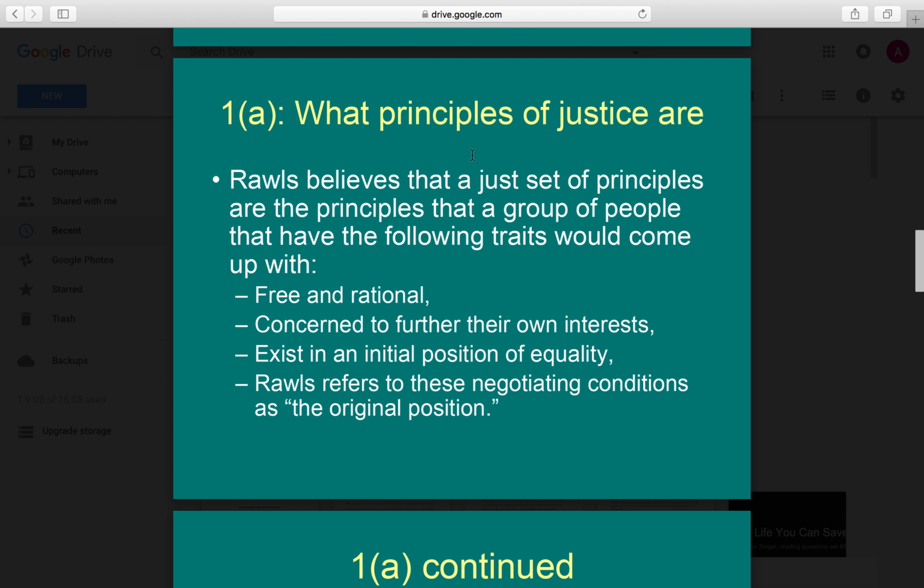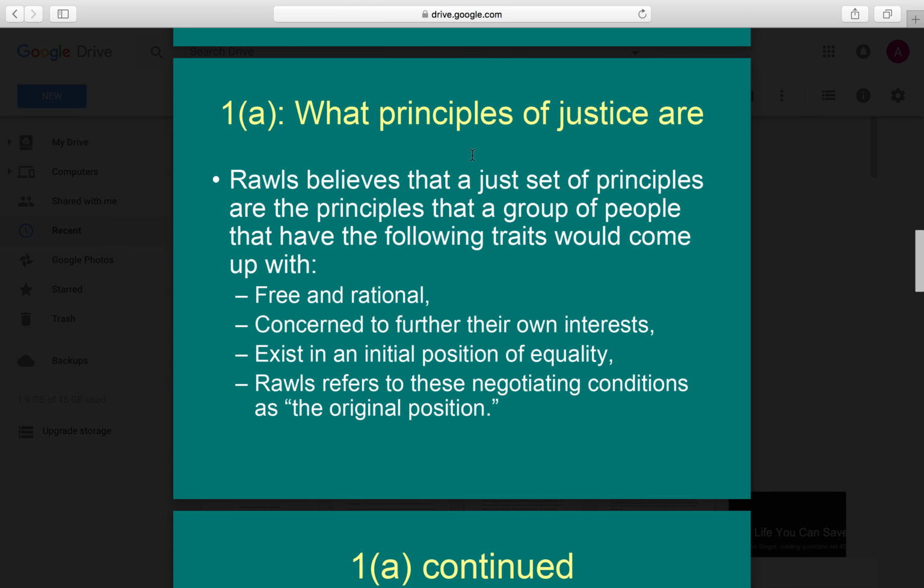Okay, now that we have looked at an important forerunner of Rawls' theory, Thomas Hobbes, and have covered both the basic principles of social contract theory and an important objection to Hobbes' version, we have sufficient context to begin exploring Rawls' views. Question 1a asks what Rawls thinks the principles of justice are. I will first state Rawls' answer to this question, and I will then unpack that answer.